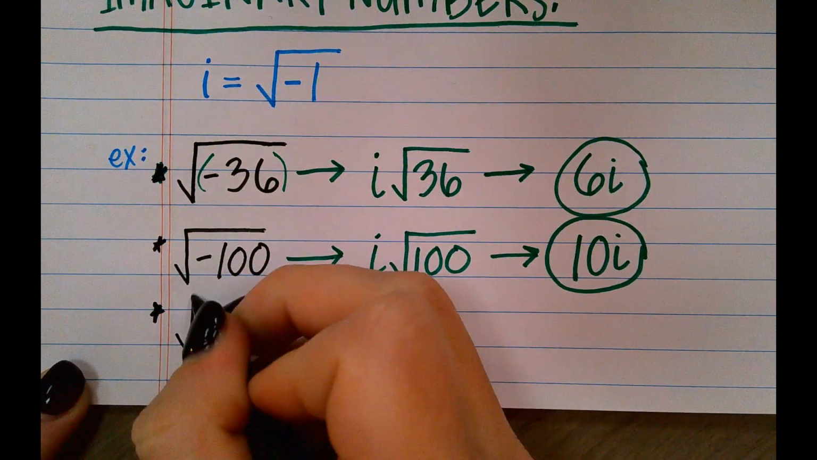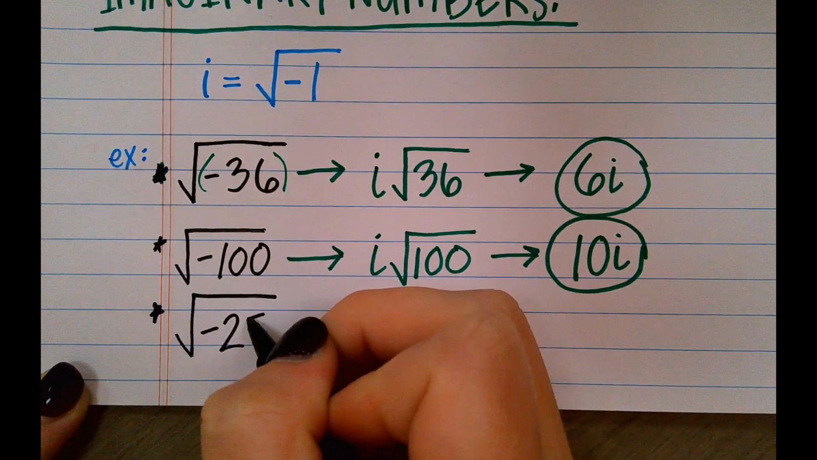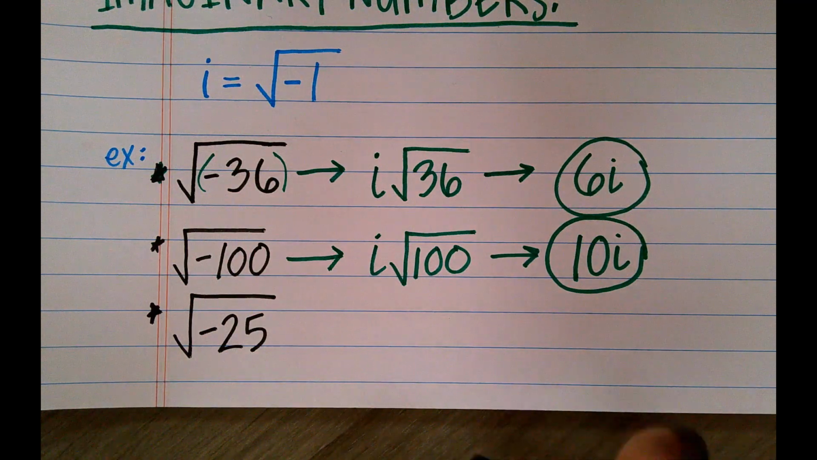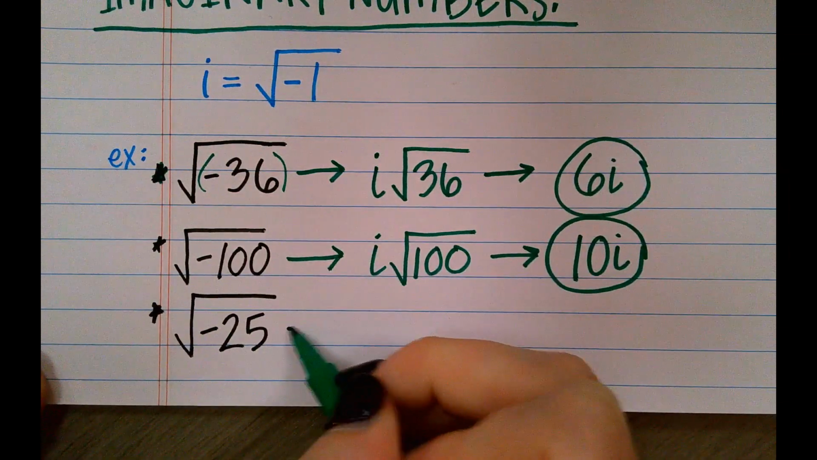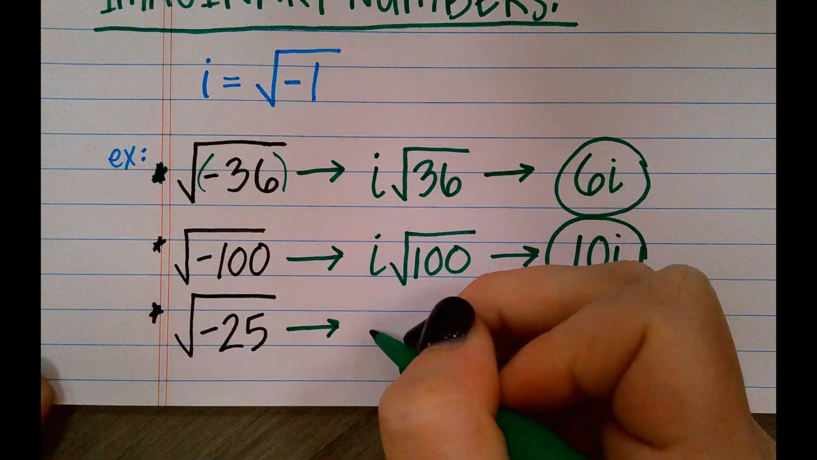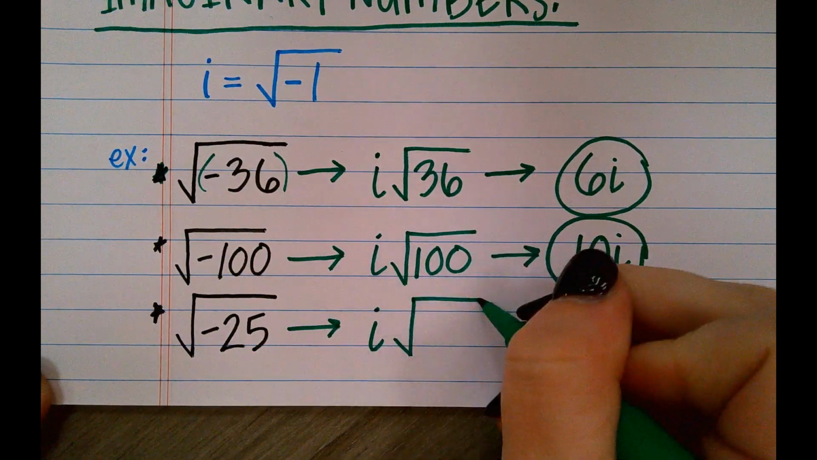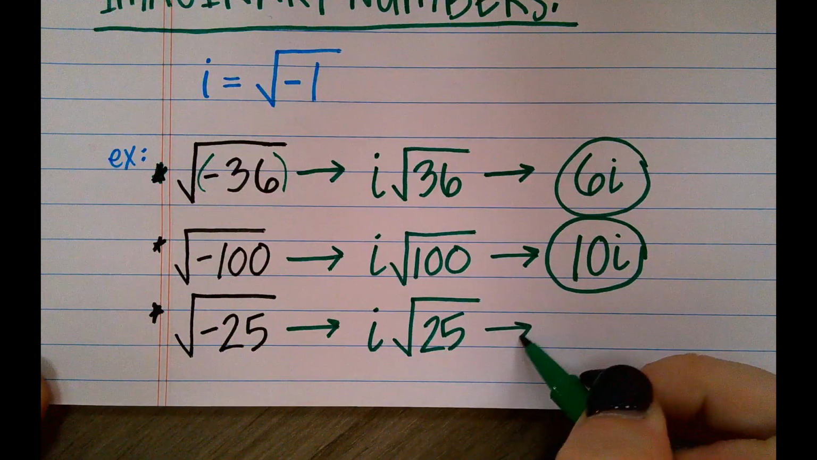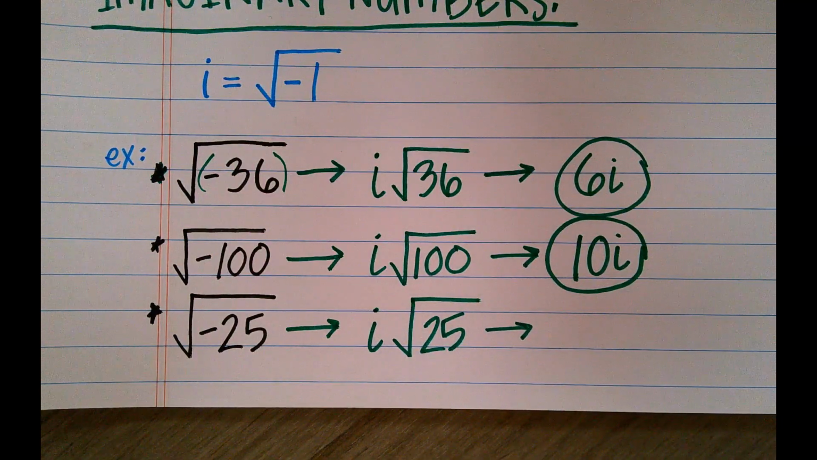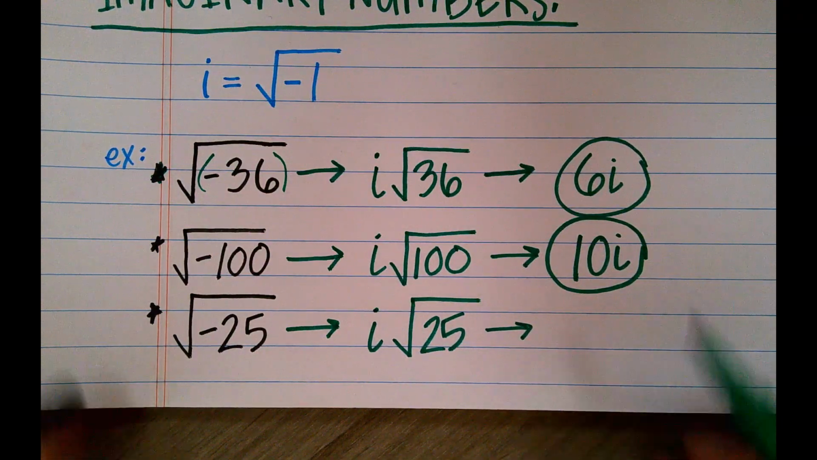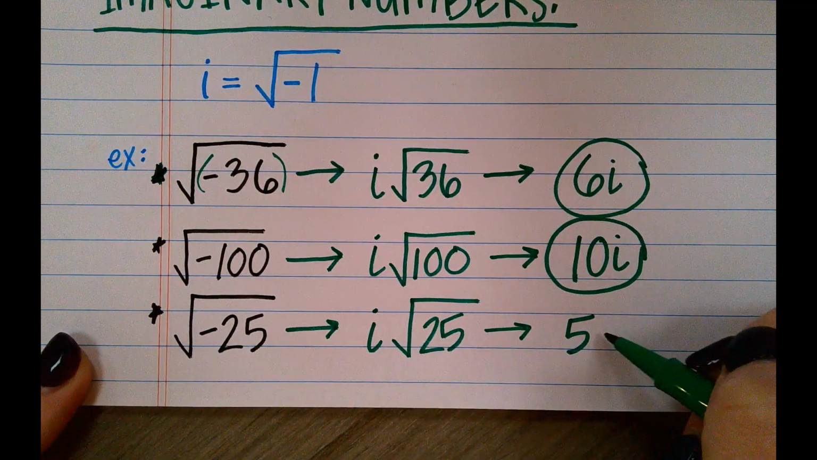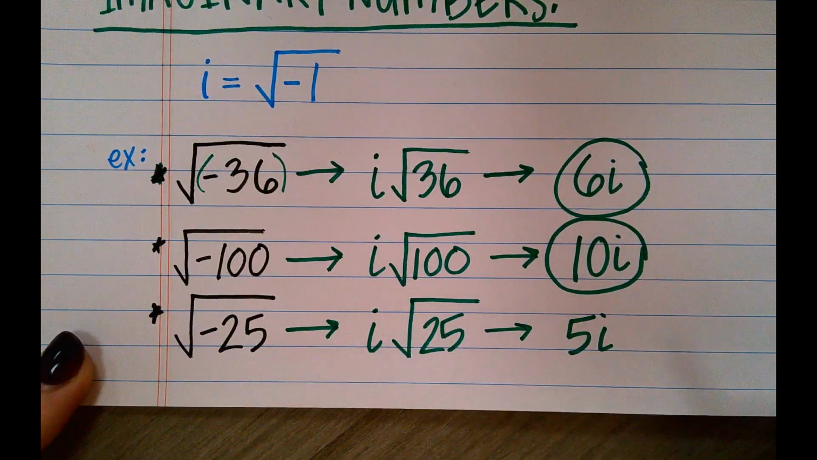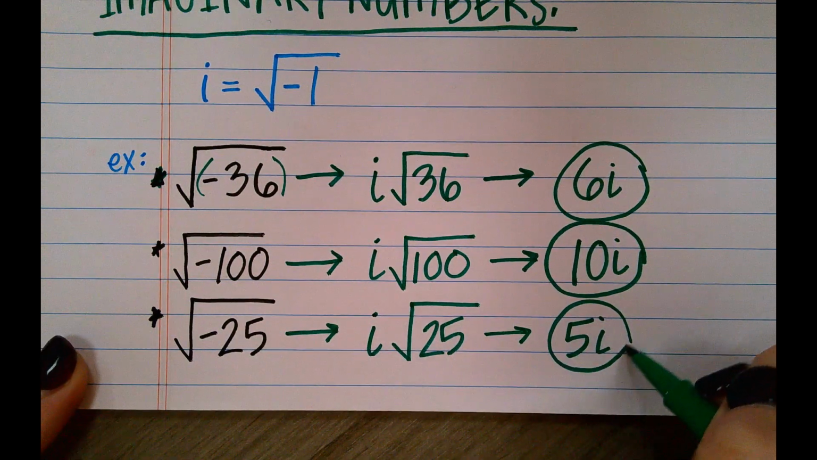What about, here, we'll do yours, the square root of negative 25. Well, I can't do the square root of a negative, so let's do the square root of the positive 25 and just stick an i outside. Okay. What's the square root of 25? 5. But since it was negative, we just put an i. That's it.